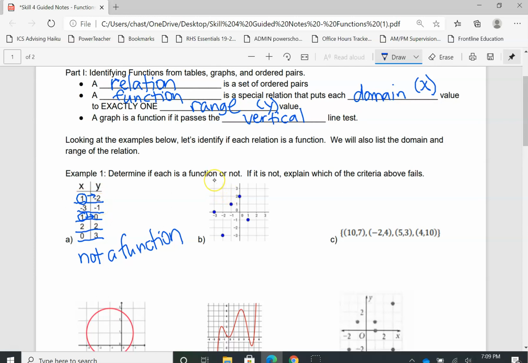The next one, I would use my vertical line test, and the vertical line test passes if only one vertical line goes through a point. If a vertical line goes through 2 points, it is not a function, but in this case, it didn't, so it's a function. On the next one, again, look at your x values. All of my x values are different, so there's no way that we'll violate each domain going to exactly one range, so this is a function.